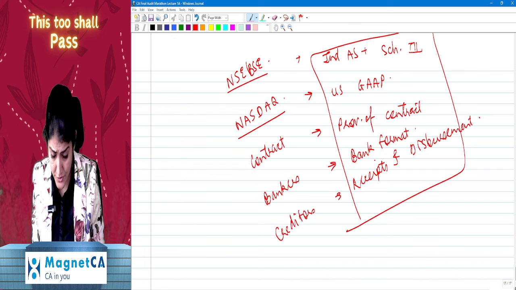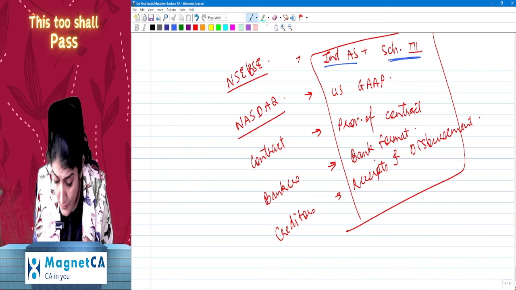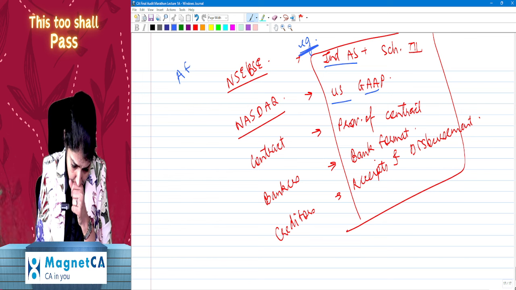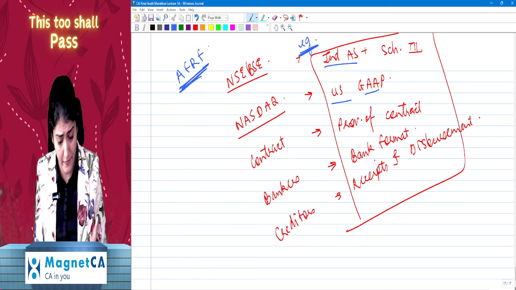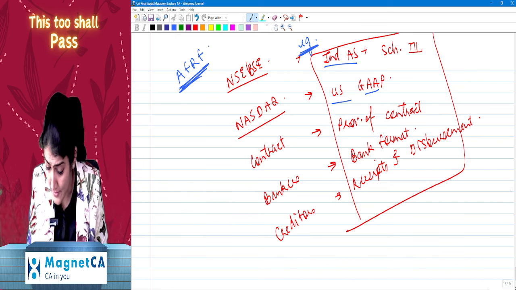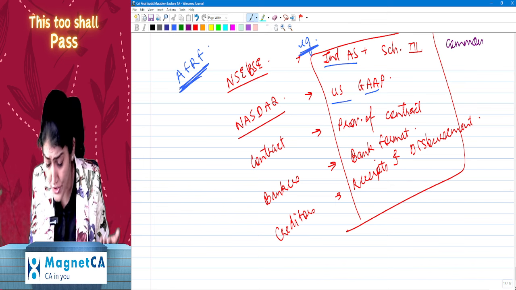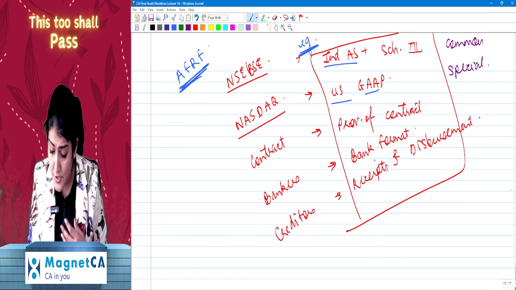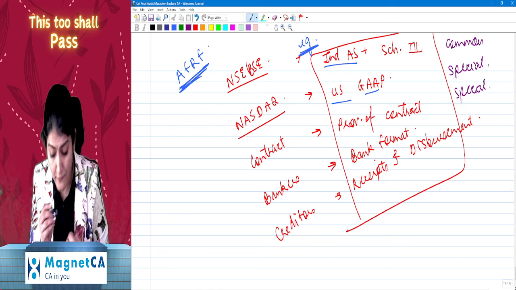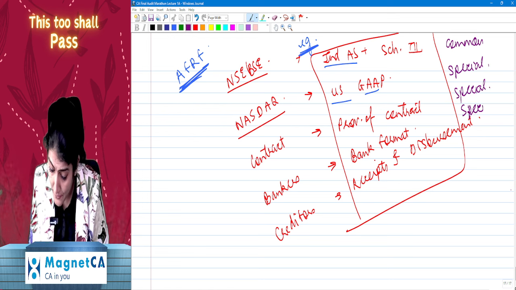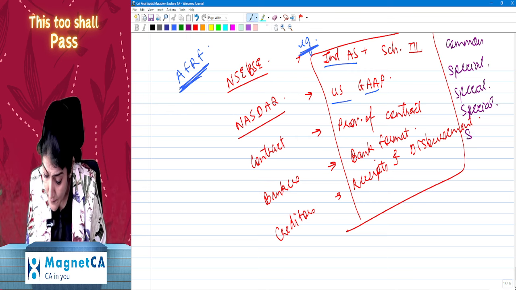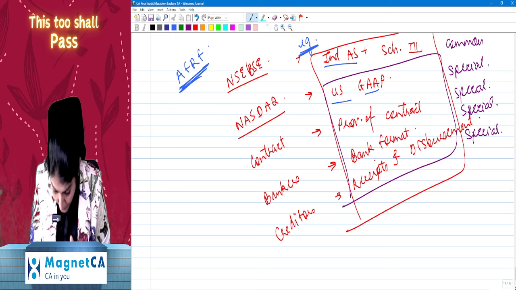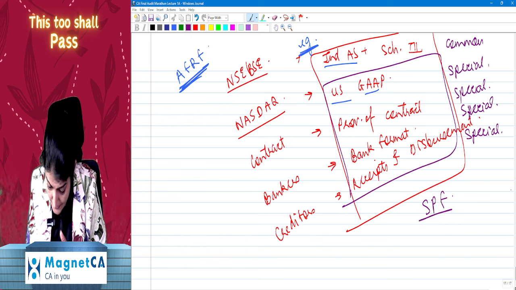Now, Ind AS Schedule 3 or US GAAP, these are examples I've given you of the applicable financial reporting framework. Now, Ind AS financial statements are prepared for a common, general purpose. Whereas the provisions of a contract are again prepared for a specific set of users. Bank, only prepared for the bankers. Receipts and disbursements, only prepared for the creditors. Are you getting? So these are examples of special purpose framework.